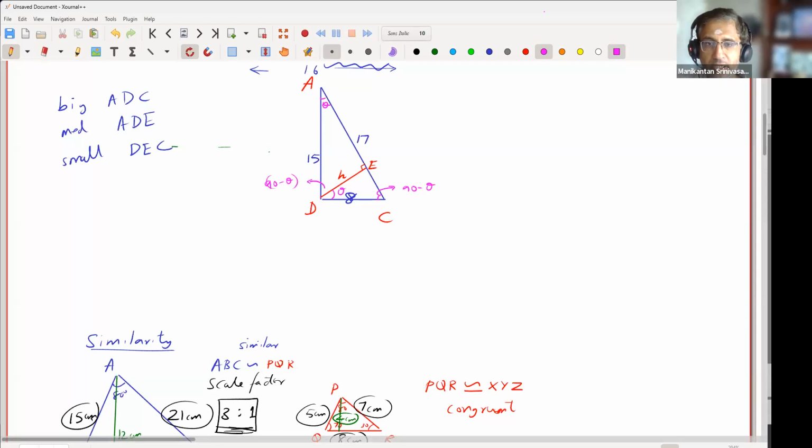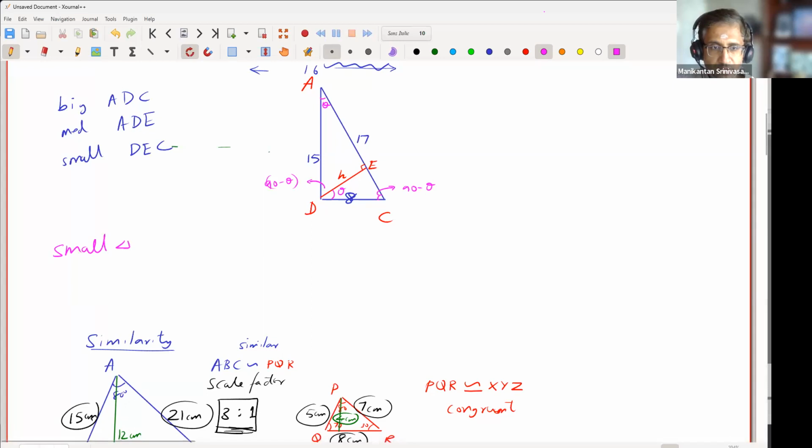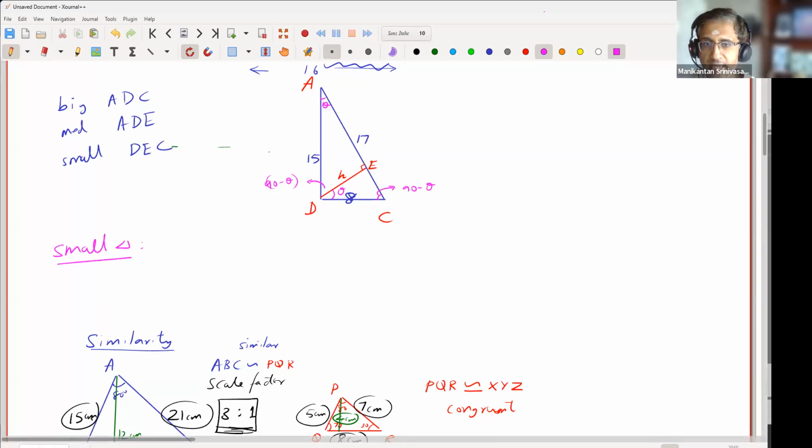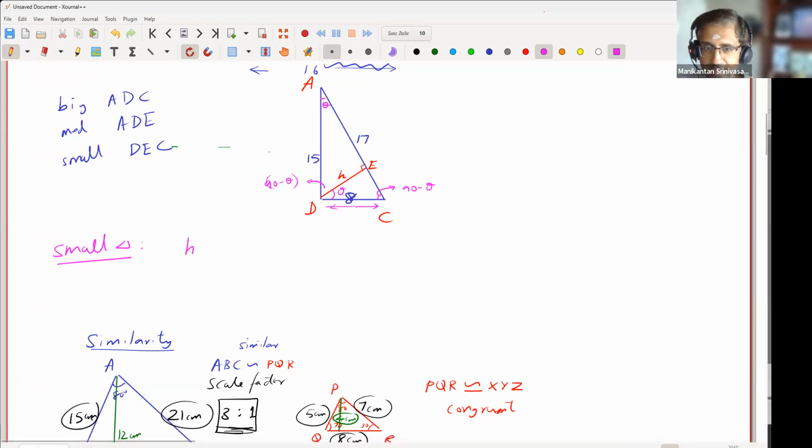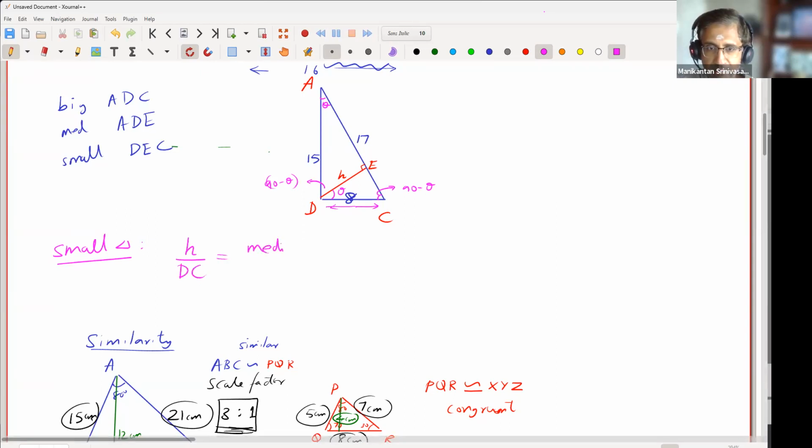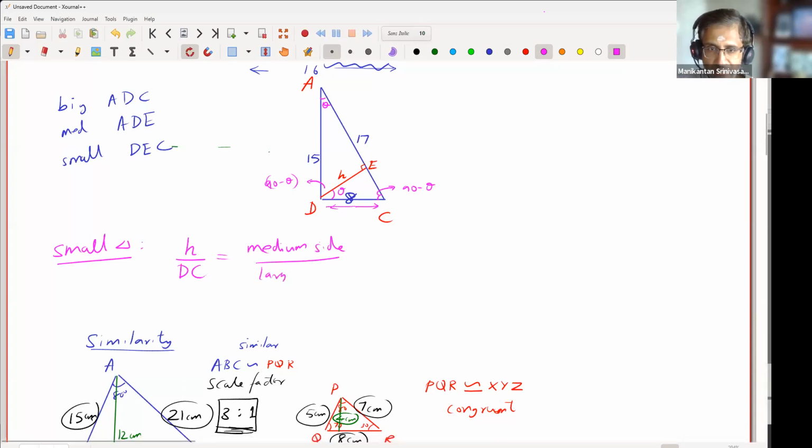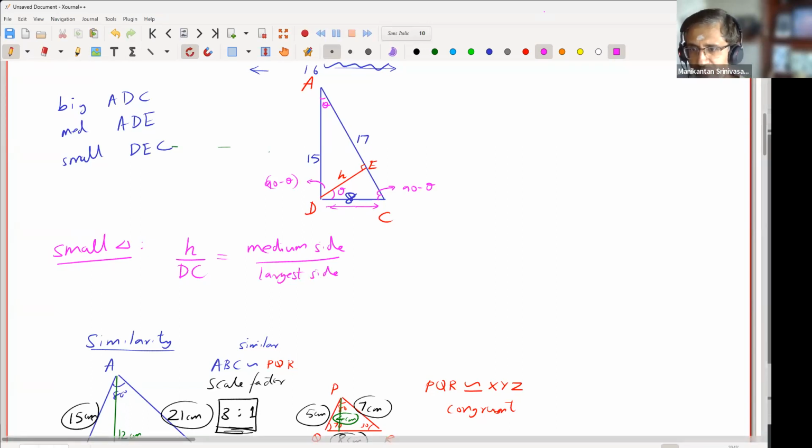So by the same logic, let's try to use similarity of triangles and connect this. I will say in the small triangle, 8, being DC, is the largest side, the hypotenuse, and DE, the height H, is the medium side. H upon DC is nothing but your medium side upon the largest side. Agreed? Do you agree, Ashi? Yeah, yeah.